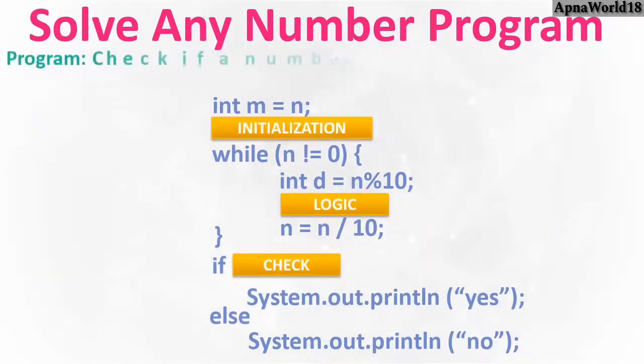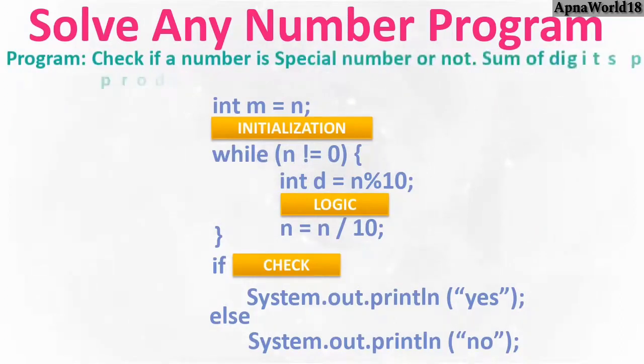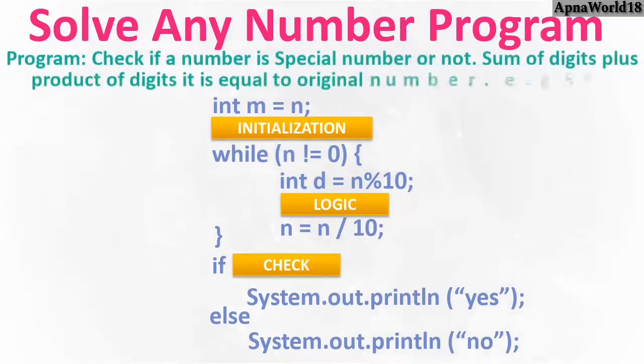Now let's do the special number. A special number is a number where if the sum of digits is added to the product of digits, it is equal to the original number. For example, 59. Here 5 plus 9 plus 5 into 9 is 59. So here too we need to find two numbers, sum of digits and product of digits, but then we need to compare the result with the original number.